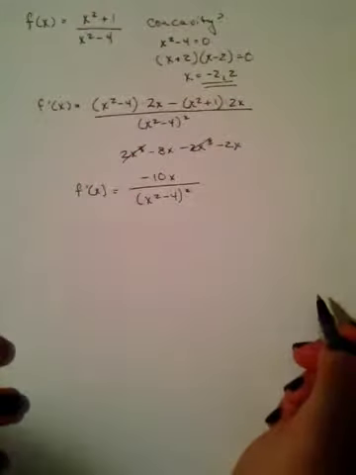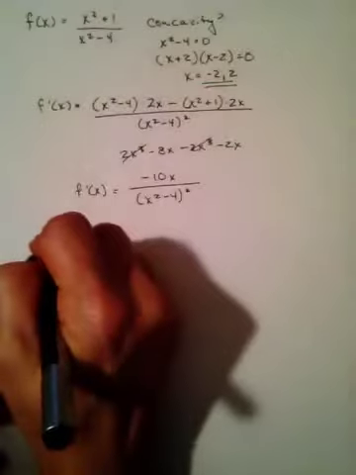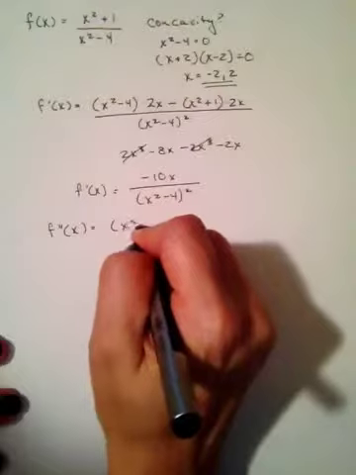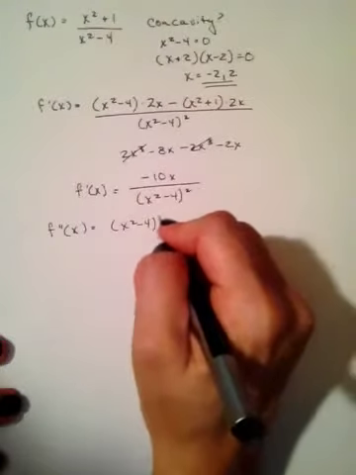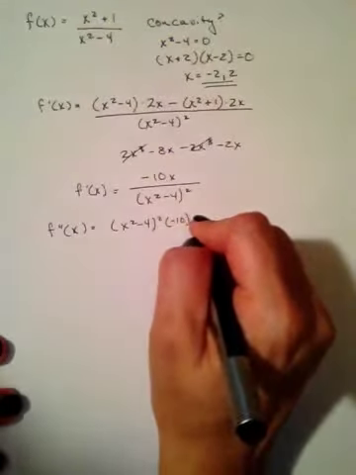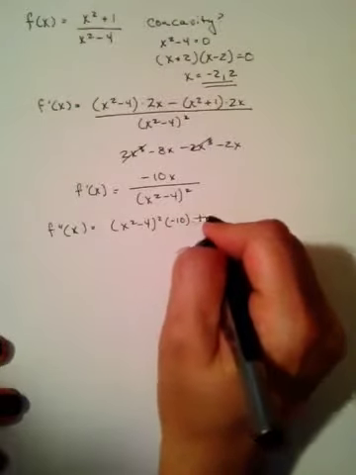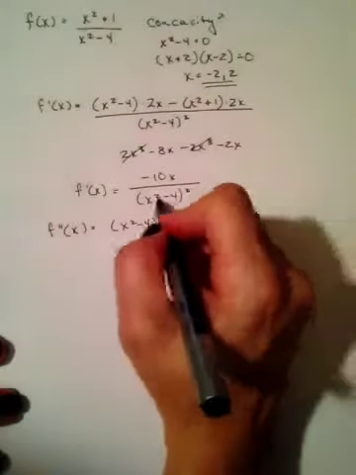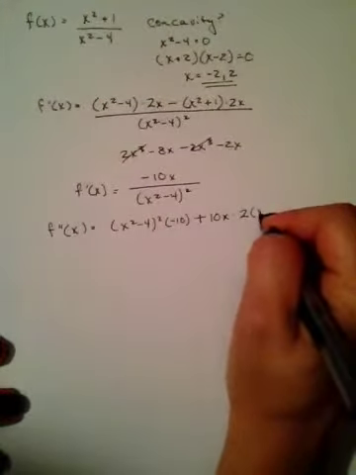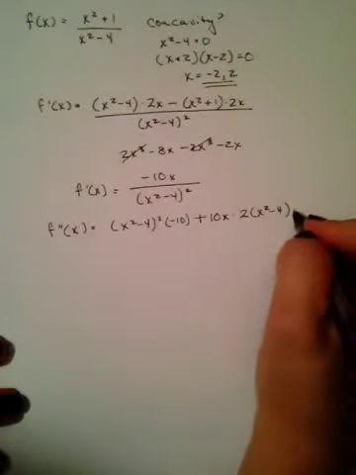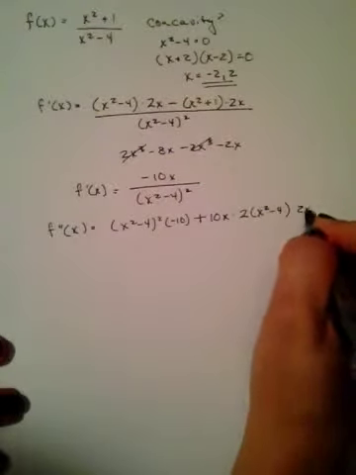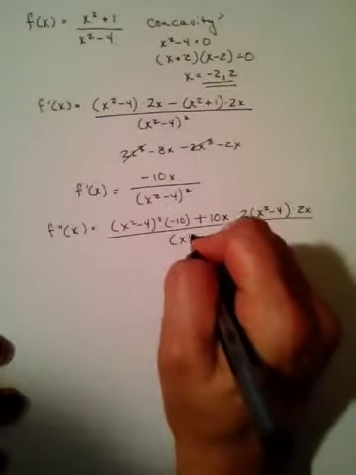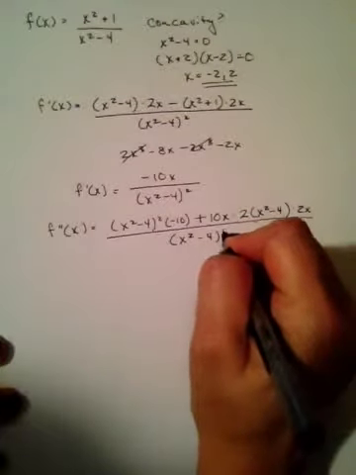So I need my second derivative, and again I'm going to use the quotient rule. So f double prime of x equals my denominator times the derivative of my numerator, negative 10, minus my numerator, so minus a negative makes it a plus 10x, times the derivative of my denominator. That's the chain rule. I have a u squared, so 2 times my u to the first, times the derivative of the inside function, a 2x, divided by my denominator squared. So it's a squared squared, so it's to the fourth power.